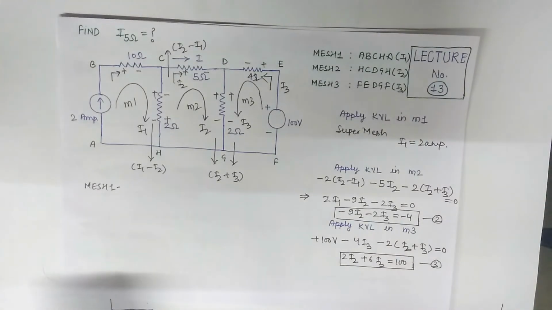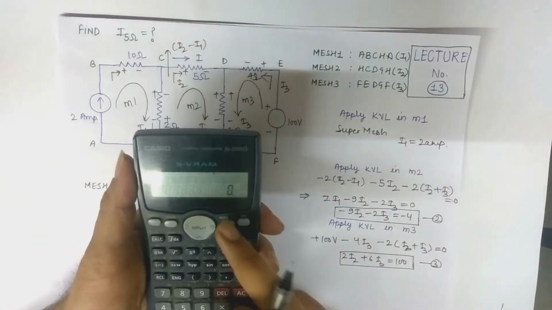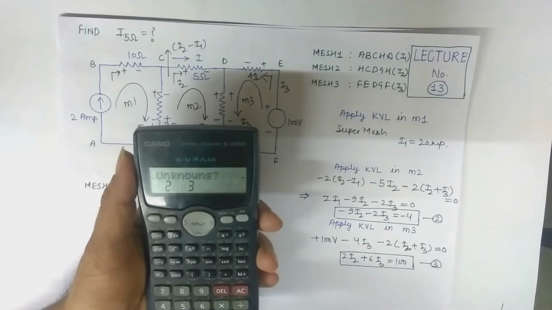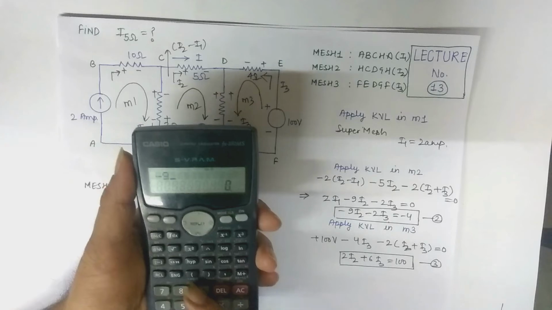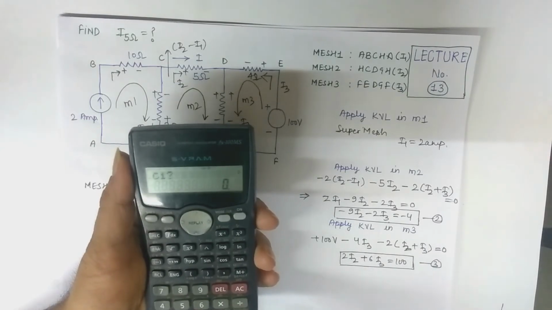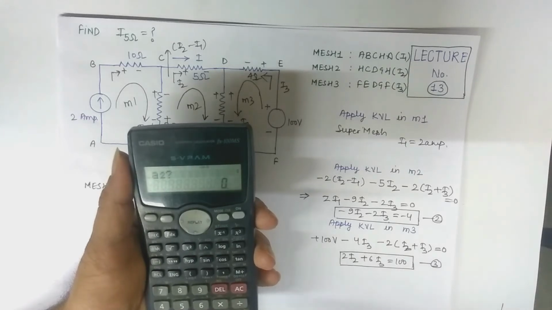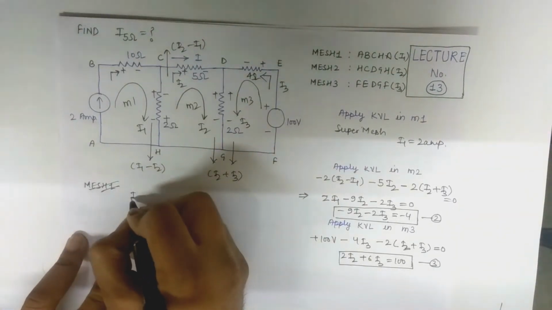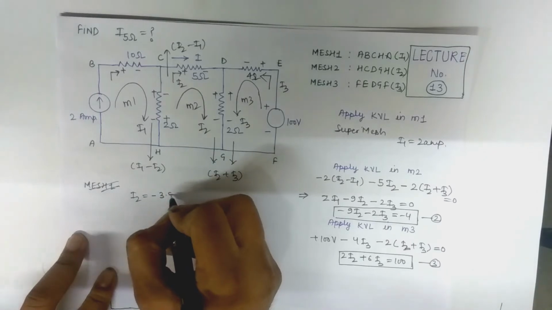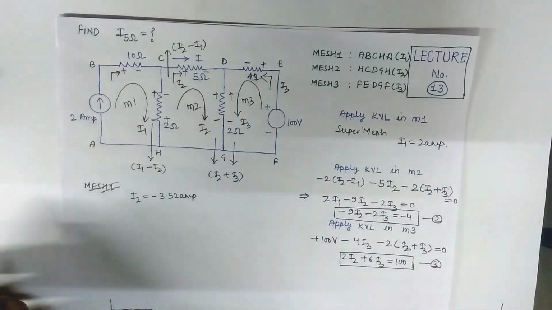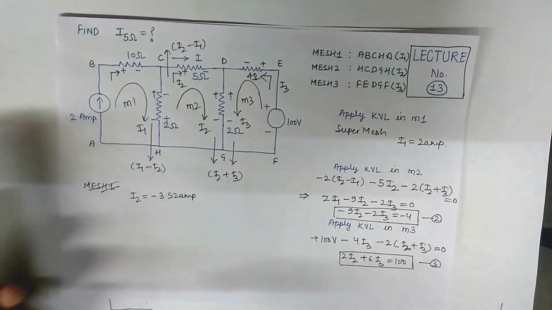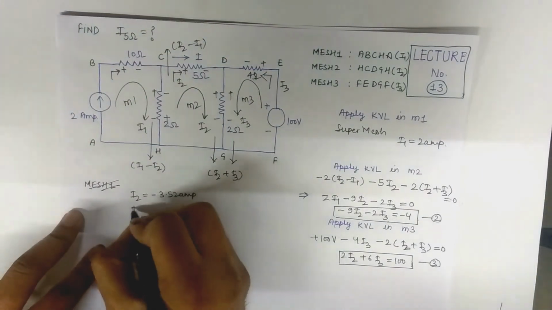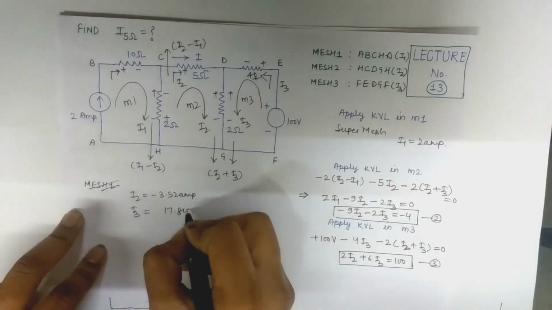Now we solve these two equations using a calculator. With coefficients minus 9 and minus 2 with constant minus 4 for the first equation, and 2 and 6 with constant 100 for the second, we get I2 equal to minus 3.52 ampere, and similarly I3 equal to 17.84 ampere.